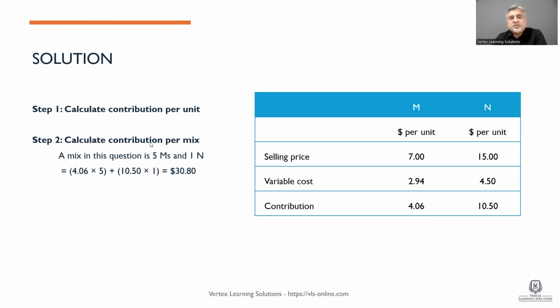Then we calculate the contribution per mix. So what is the mix? Mix is 5M and 1N. So 4.06, the contribution, times 5, and then 10.50 times 1. I mean, the ratio in which they are sold. So for every one set of M and N, 5M and 1N is giving you 30.80 contribution. If you can calculate until this point, then things become pretty much easy. Now, we know that every single set is giving me a total contribution of 30.80 from 5M and 1N.